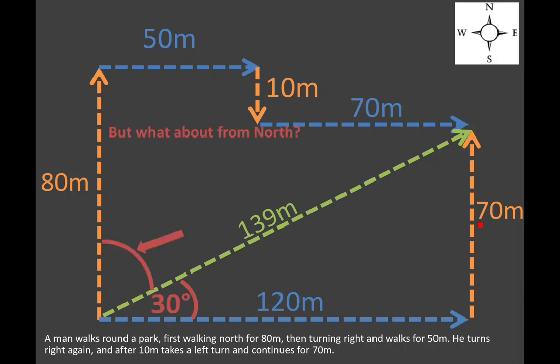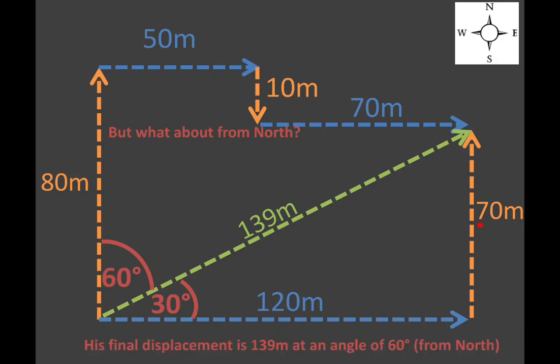So our final displacement is 139 meter at an angle of 60 from the north. And if you want it to the east, you would say it's 30 degrees to the east or 60 degrees to the south. I hope you find this useful.